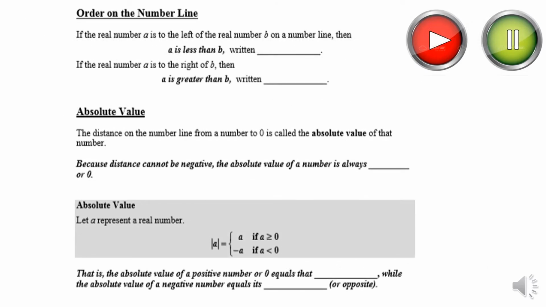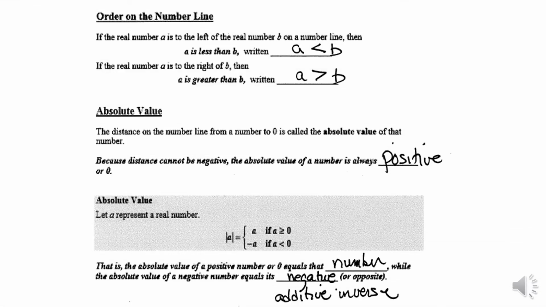The real number line possesses an order, and these questions deal with filling in the blanks about the ordering on the real number line. This is how I filled out these. The absolute value of a positive number is that number, while the absolute value of a negative number is the negative or opposite or additive inverse of that number.